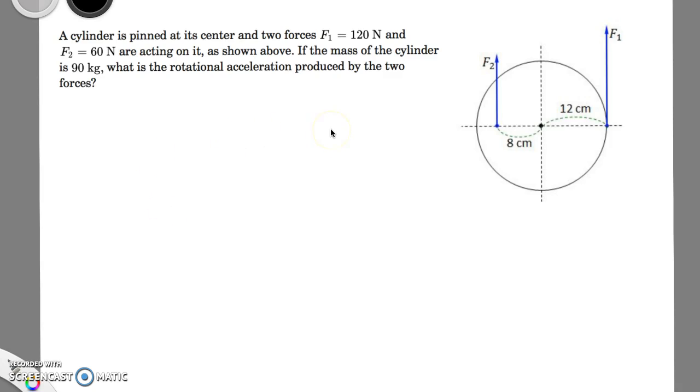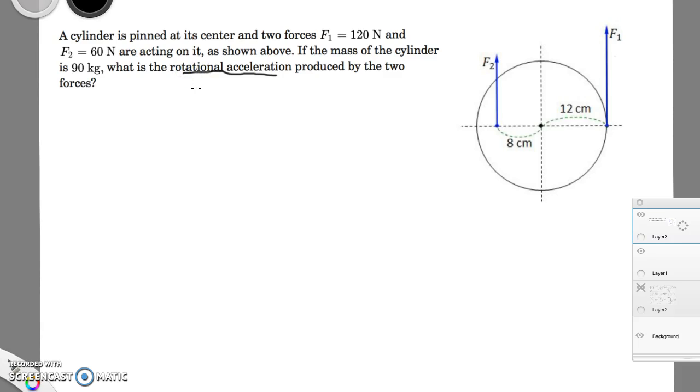Okay, so here's a practice question. We have a cylinder. There's two forces acting on it. It has an axis about its center. We have two forces pulling on it, one with a force of 120 newtons, the other with a force of 60. The cylinder itself has a mass of 90 kilograms, and the question here is, what is the acceleration produced by those two forces?